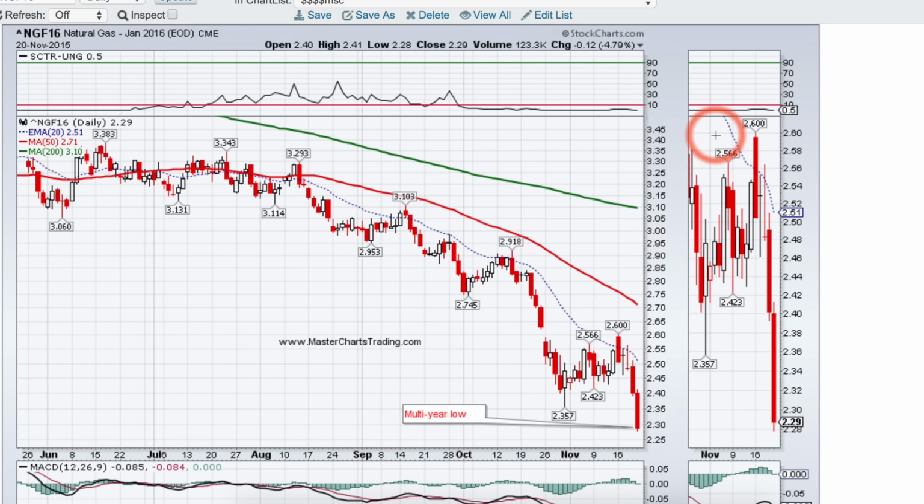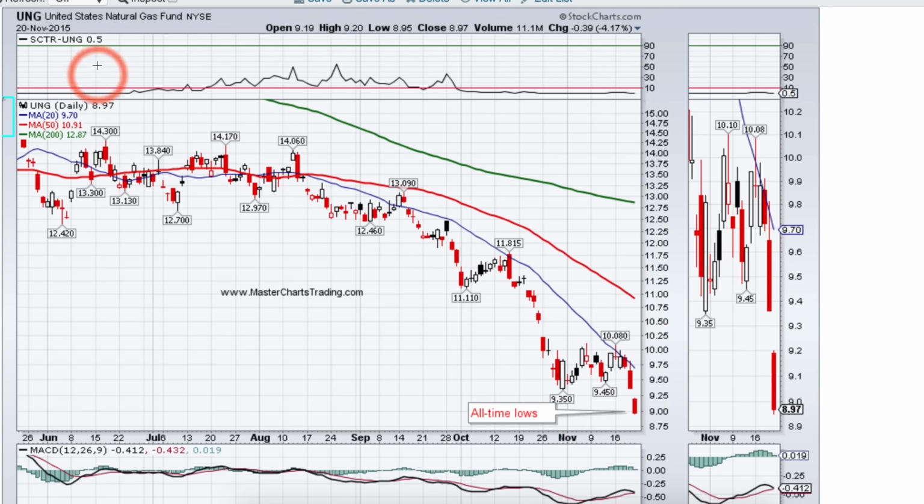And then let me just show one more chart, that of UNG, United States Natural Gas Fund. This is okay for trading. I would not necessarily hold it long term, because it doesn't really follow natural gas prices that well, but it did hit all-time lows just this Friday. So picking bottoms in a bearish security is very dangerous. Please avoid doing that.